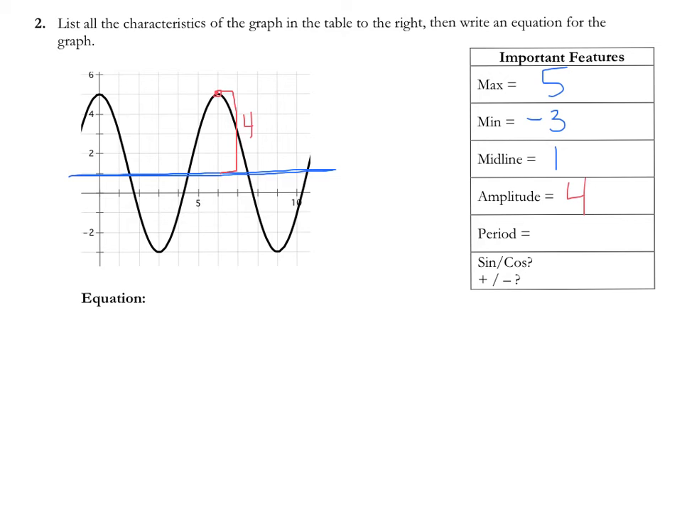And then the period is how many units in the x direction there are between 2 peaks, or 2 valleys, or 2 midline points, as long as they're the same kind of midline point. So maybe we could look at this peak and this peak. So this peak happens at 0, and this peak happens at 6. So the distance between them in the x direction is 6 units. So therefore our period is going to be 6.